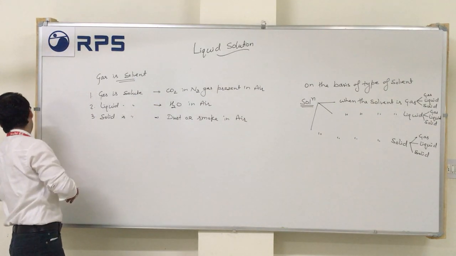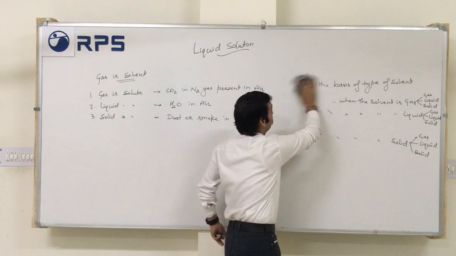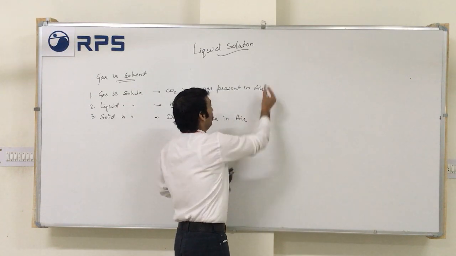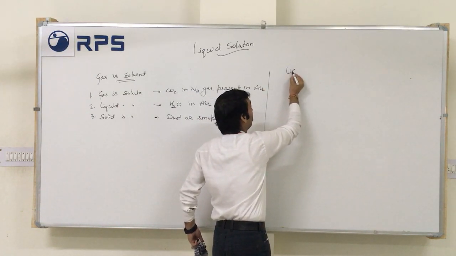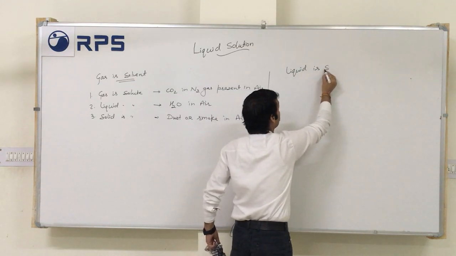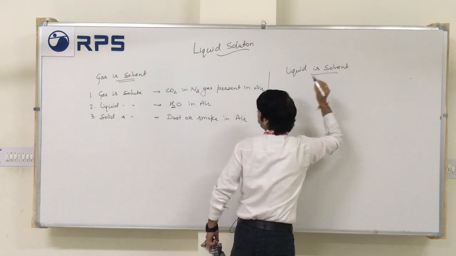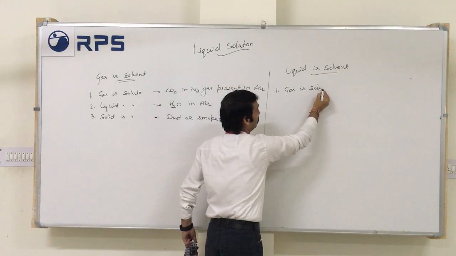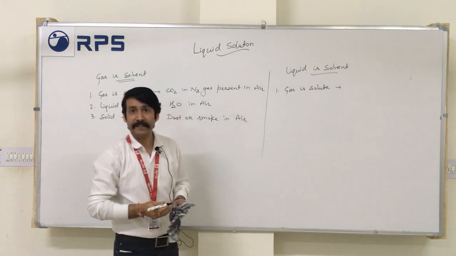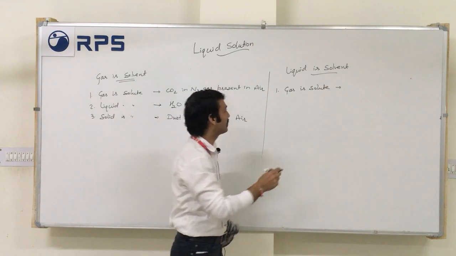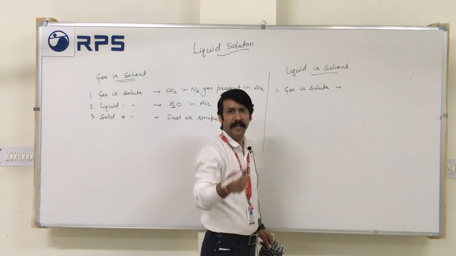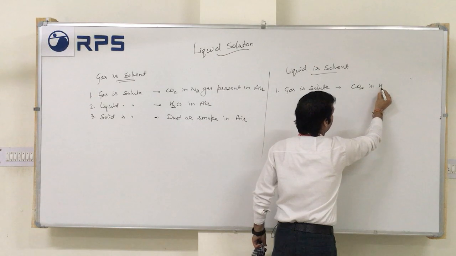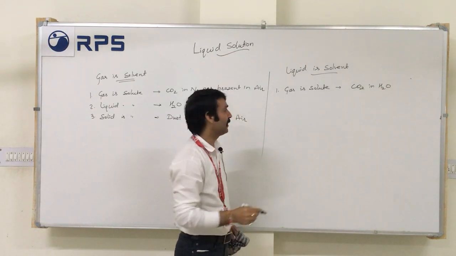Now, second case, when liquid is solvent and gas is solute. When gas dissolves in liquid, there are so many examples like Coca-Cola, cold drinks or any other drinks. For example, carbon dioxide in H2O. It is a common example.